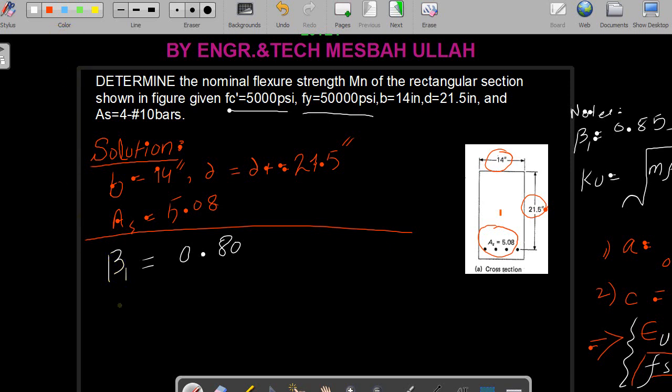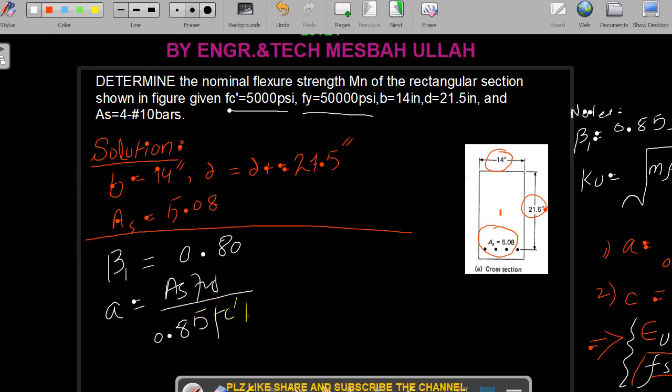Now, using the same equation, a is equal to As fy divided by 0.85 f'c b. The As value is given as 5.08 square inches. f'c is 5000 psi, fy is 50,000 psi, and b is 14 inches. We calculate the a value, that is 4.27 inches. This will be the value of a.